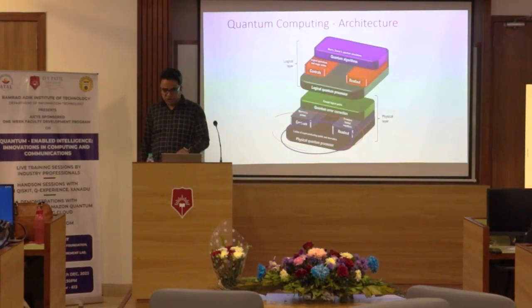So these are on different layers, with different kinds of experts. In this layer, physicists and engineers work, the physical layer. In this quantum algorithm layer, basically the software or computing people work. And there is this quantum reflection also, which is a separate domain. So most of us work on this level, the algorithm level.